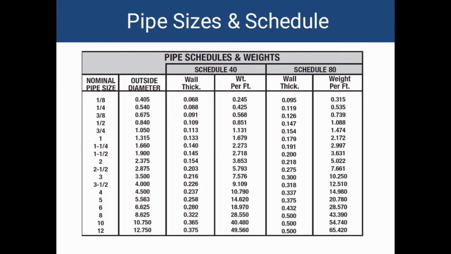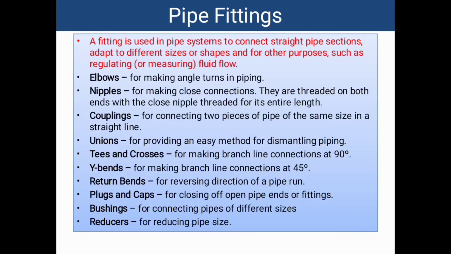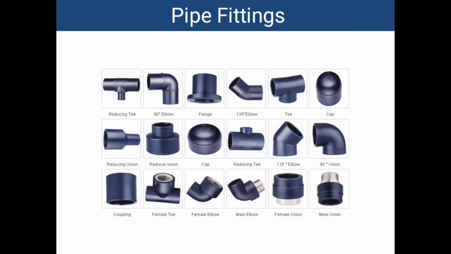This table shows the various pipe sizes, their weights and schedules, for choosing a correct pipe. Then pipe fittings: elbows, nipples, couplings, unions, T's and crosses, Y bends, return bends, plugs and caps, bushings, reducers. These are all the normally used pipe fittings in any piping industry. So these are examples of pipe fittings. This is a T, elbow, flange, like that.